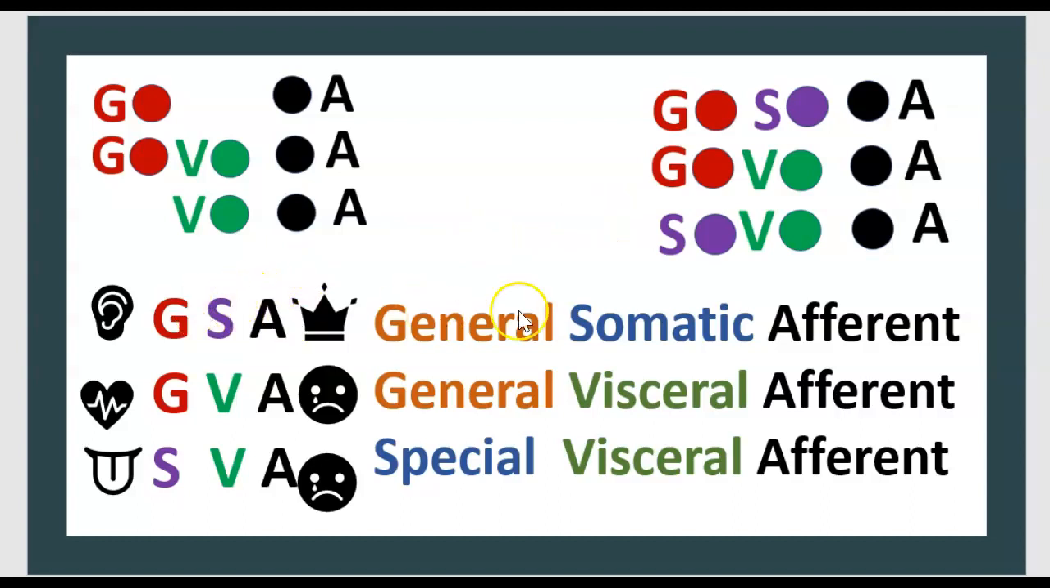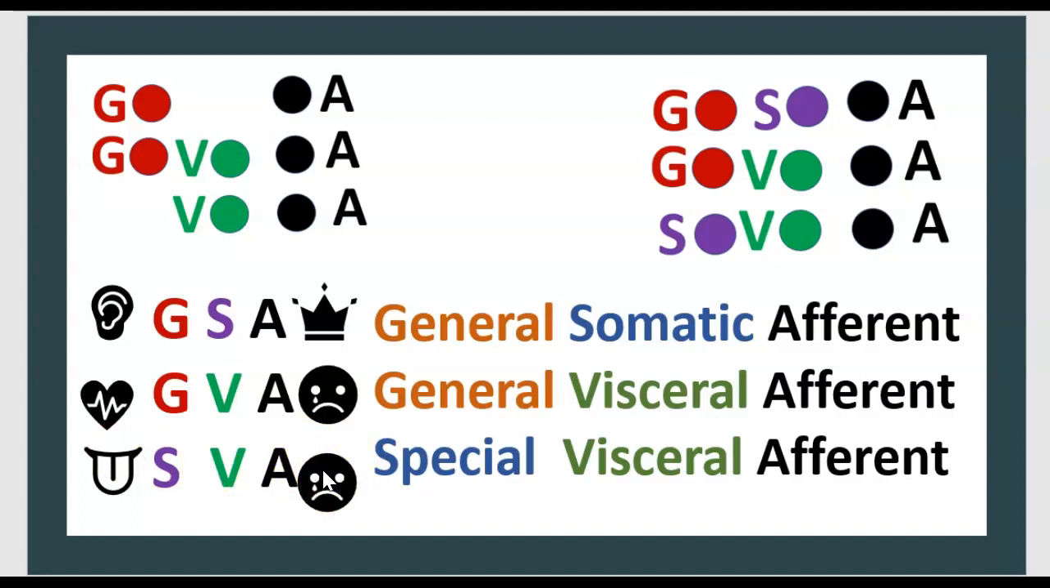GSA is general somatic afferent. It comes from the ear to the trigeminal. GVA, general visceral afferent, comes from the carotid sinus to the nucleus solitarius. SVA, special visceral afferent, comes from the posterior third of the tongue to the nucleus solitarius.